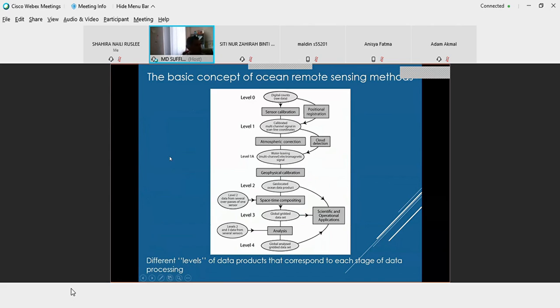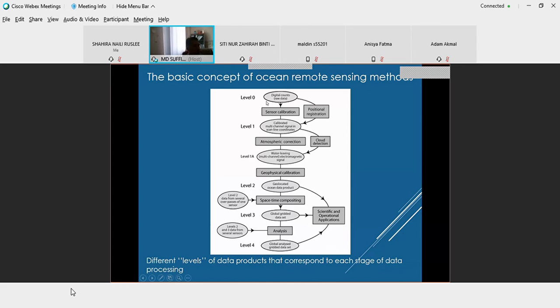Okay, the basic concept, this one is different levels of data product that correspond to each stage of data processing. Sebagai contoh, kalau level 0, kalau you nak buat calibration you sendiri, biasanya you guna level 0. Level 0 cuma ada raw data dalam bentuk digital count. And then you kena buat sensor calibration untuk sampai ke level 1. Level 1 biasanya dia dah buat positional registration, geometric correction lah.